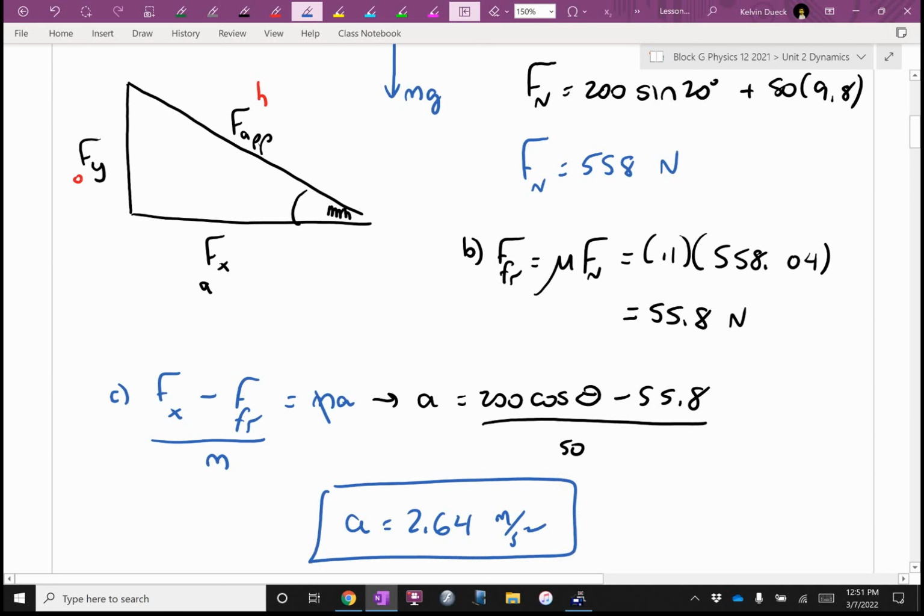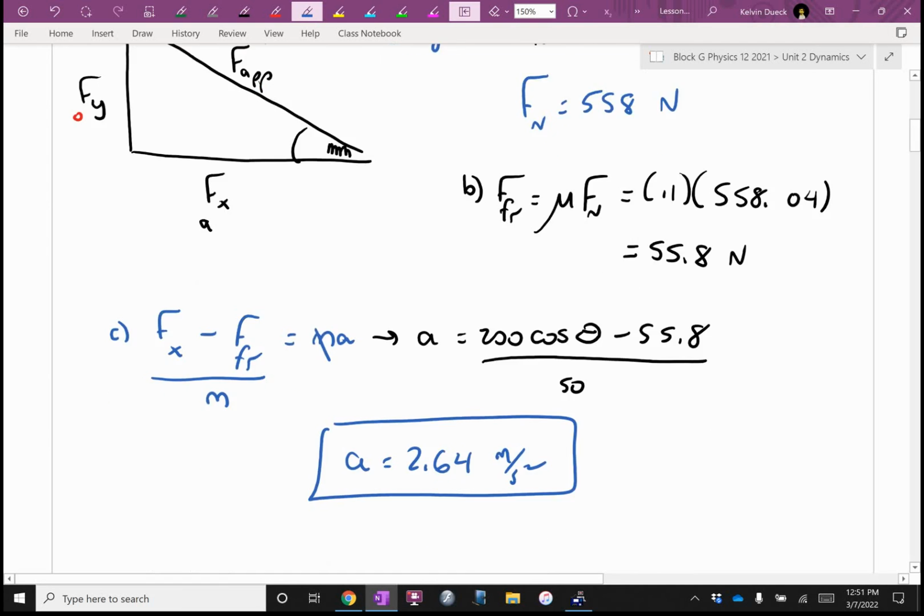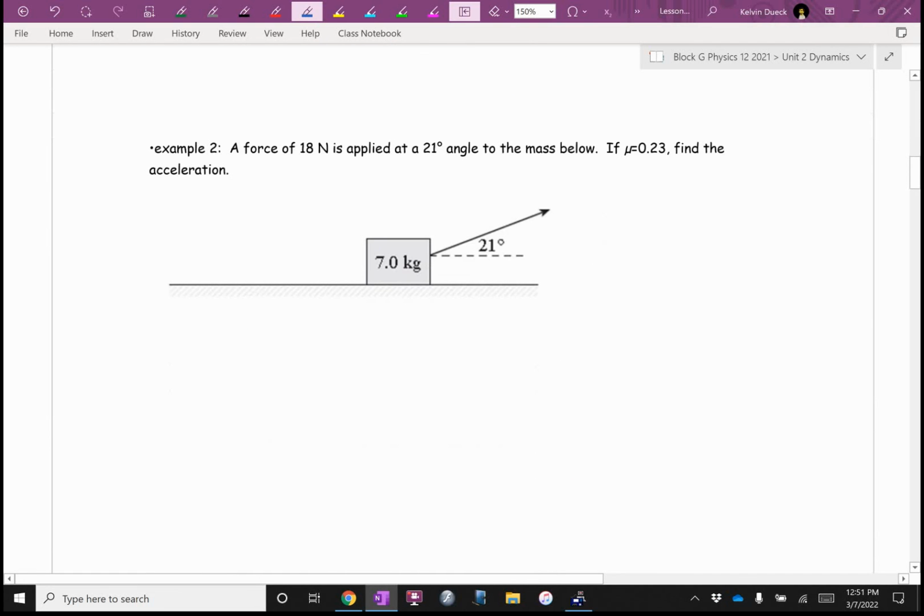Well, you can either be pushing down at an angle, or you can be pulling up at an angle. Like example 2. A force of 18 newtons is applied at a 21 degree angle to the mass below. Find the acceleration. Okay. Knock, knock. Free body diagram. Yeah, very good. Free body diagram. Okay. So, fine, Brea. What are the four forces? Get the obvious one. Good.